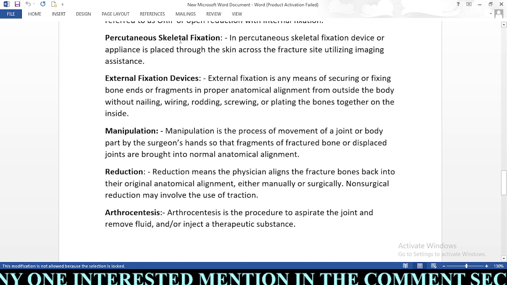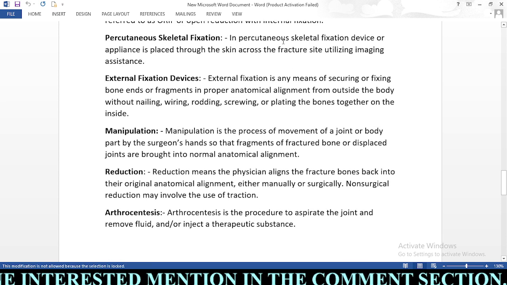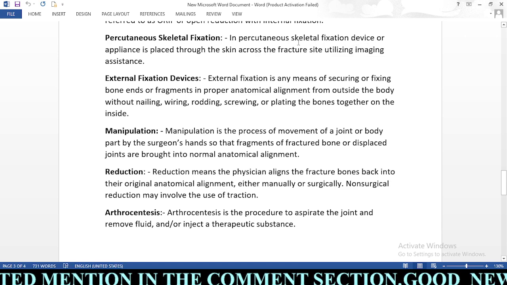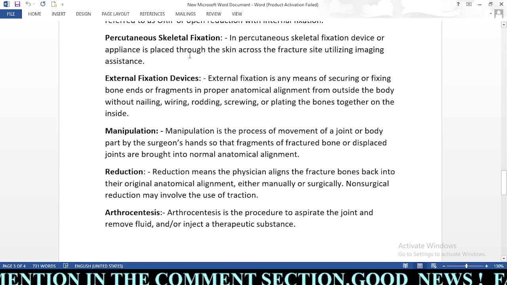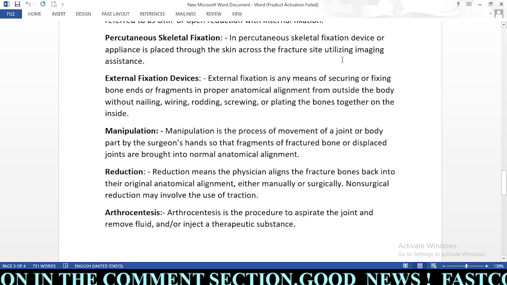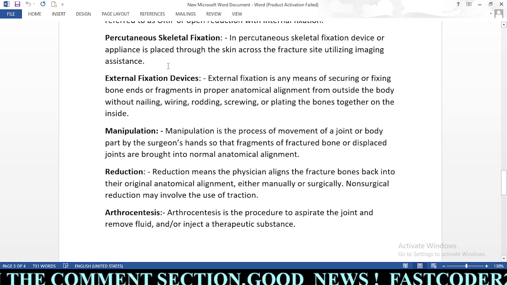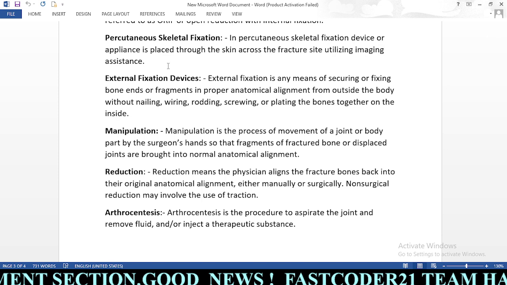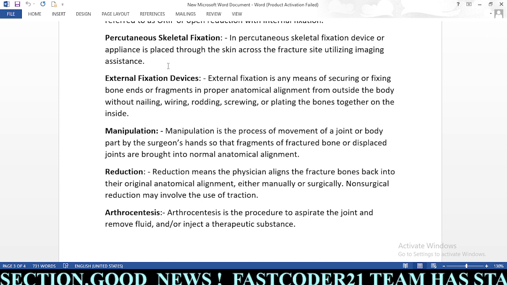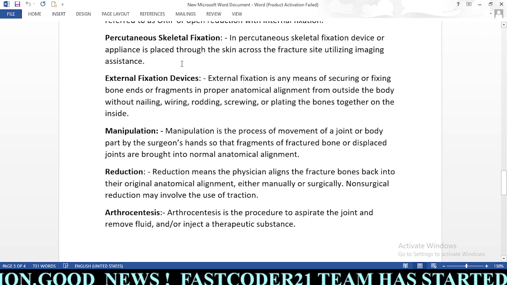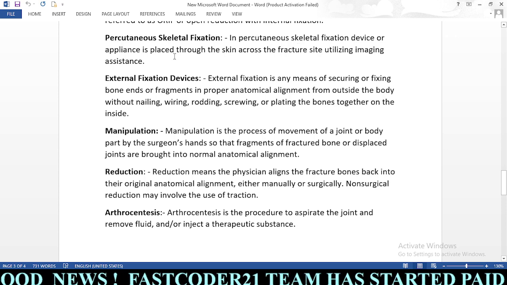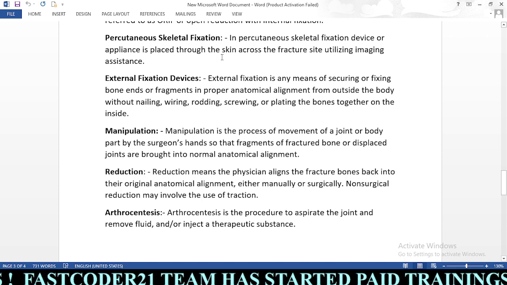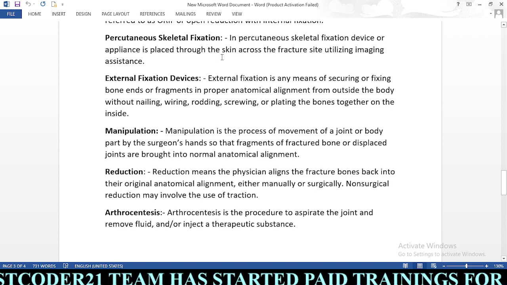Next one is percutaneous skeletal fixation. In percutaneous skeletal fixation, a device or appliance is placed through the skin across the fracture site utilizing imaging assistance. So what happens here? The physician will not create any incision or open anything. He will just put a fixation device or appliance through the skin across the fracture site, utilizing the imaging.